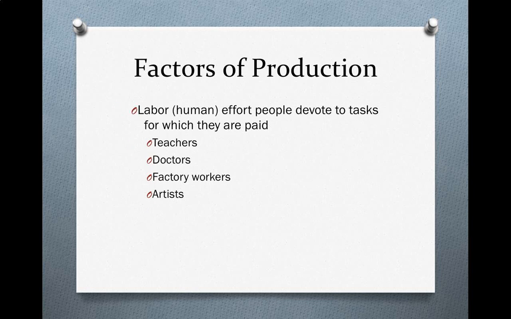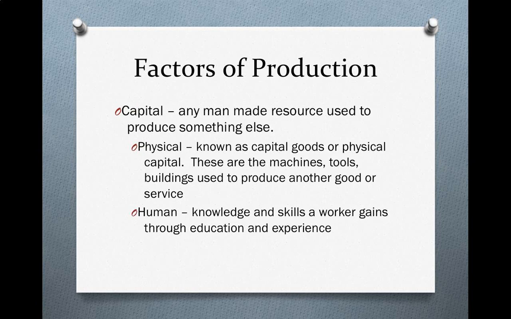Labor is the second factor of production, sometimes called human resource, and this is people's efforts that they devote to a task in which they are paid. You have teachers and doctors, factory workers, artists. All of these use their human resource, their labor, and they get paid in exchange for that to help create something else. And then the third factor of production is capital.